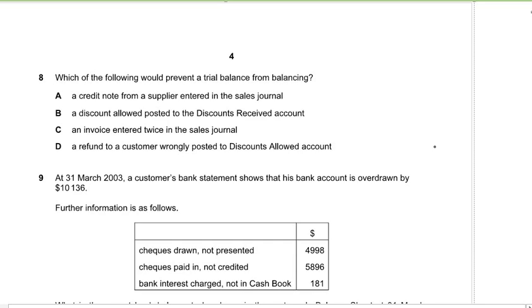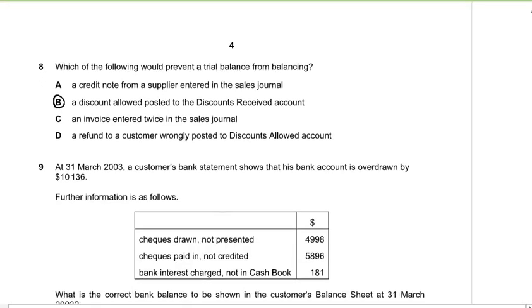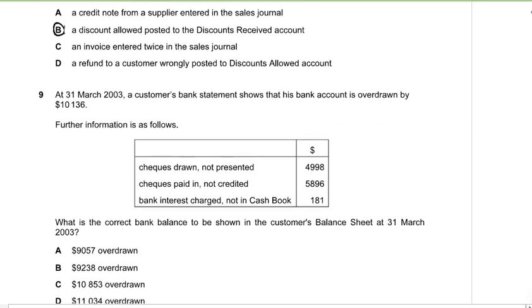Remember, we were supposed to debit the customer and we are going to debit discount allowed again. So this one is not going to work out as our answer. The answer that we are looking for is where discount allowed is posted as discount received, because we would have violated the double entry principles there. We were supposed to debit discount allowed, but we ended up crediting discount received.